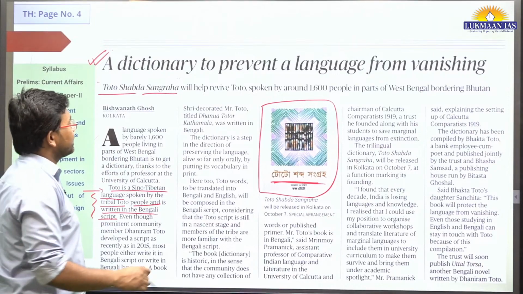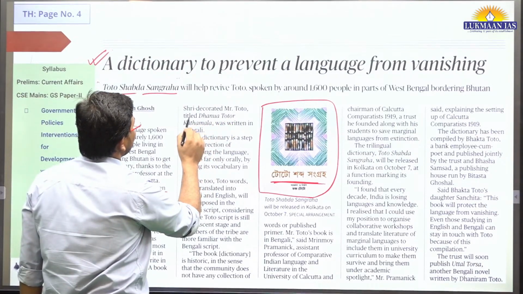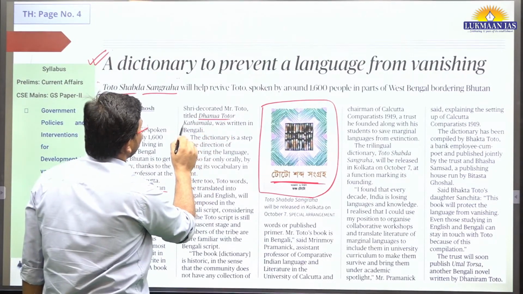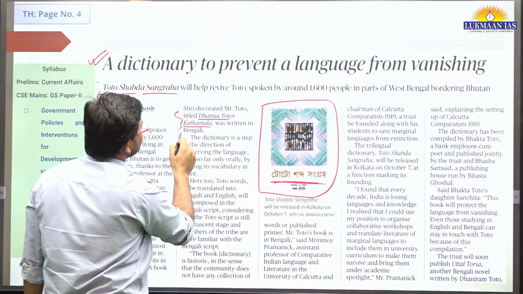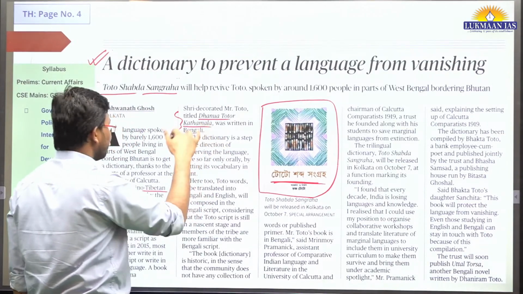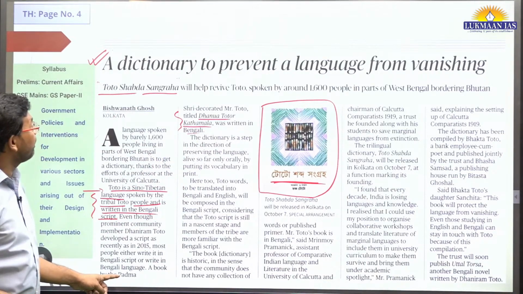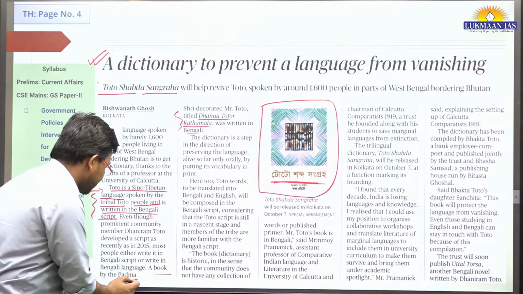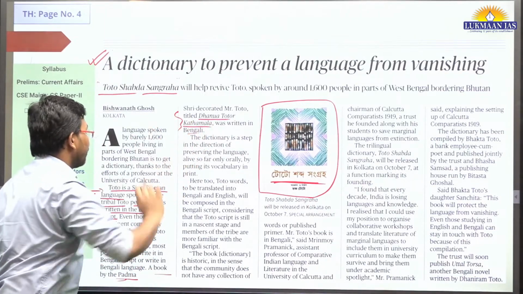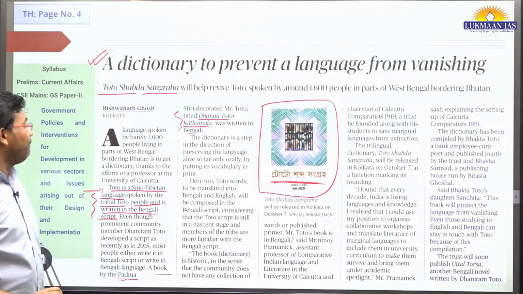There is a book titled Dhanu Totor Kathamala, which was written in Bengali. So there are many books also. There was a person who got the Padma Shri for a book, and in the article they have mentioned it.